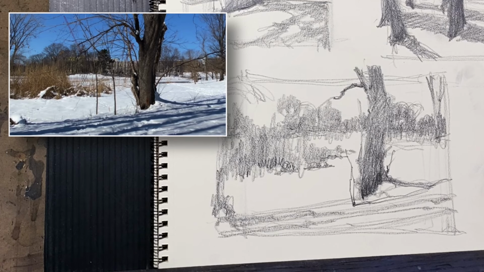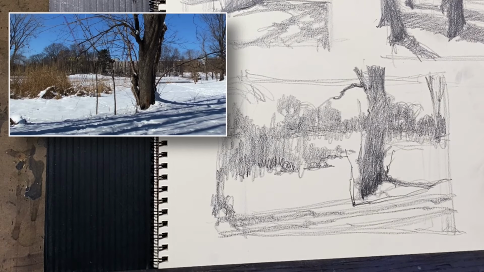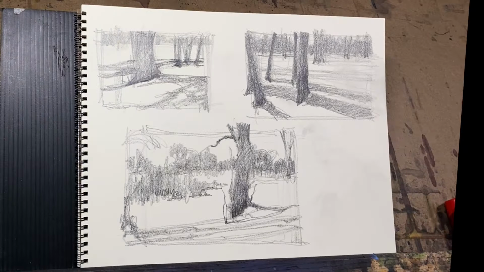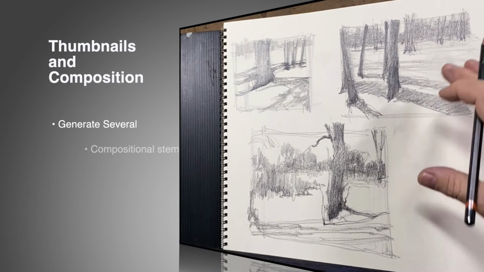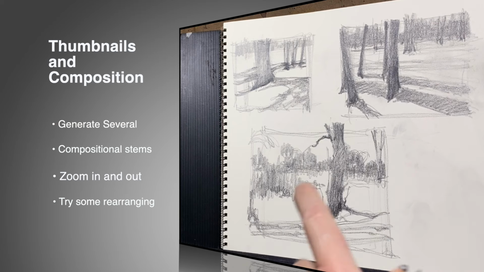I'm going to leave it at this state because I could easily spend another hour just working on this small piece. But it's not uncommon for the artist to generate several ideas like this, small, searching for a composition, aware of some compositional stems and how they can arrange their content by zooming in, zooming out, focusing, cropping, and a little bit of rearranging too.